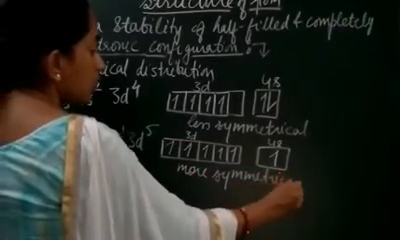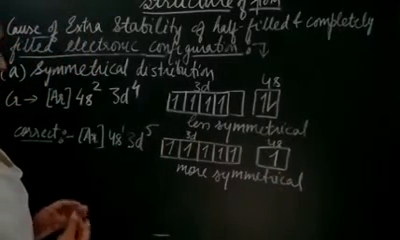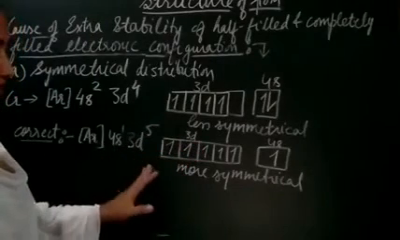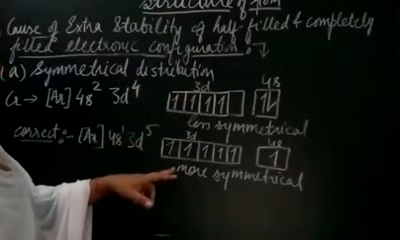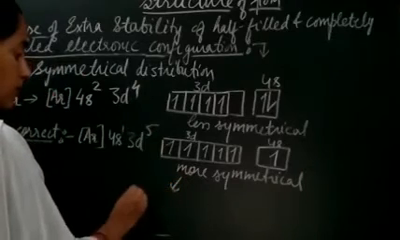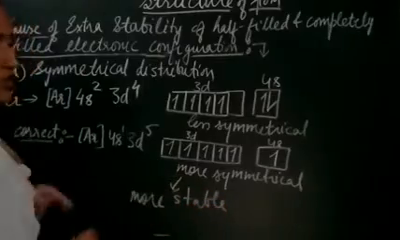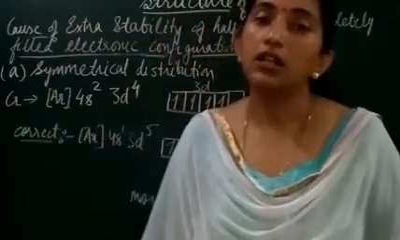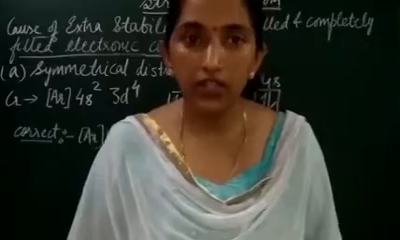Right, student? So if the electronic configuration has the half-filled configuration, from this example it is clear that with respect to the earlier one, it is more symmetrical. If it is more symmetrical, it will be more stable. So we have given the example where the half-filled configuration is the stable configuration, because of its more symmetrical nature.